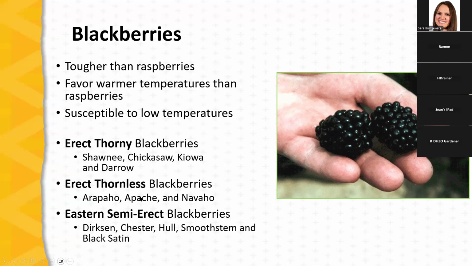A lot of people like the thornless blackberries because, of course, without thorns, you don't hurt yourself. And there are some names there, Arapaho, Apache, and Navajo. There are the eastern semi-erect blackberries, some varieties there. So it depends how big you want your planting or how well you want to manage. Some of these varieties produce the fruit early and some of them produce it later. So if you want to extend the harvest season, you might want to select several of them.